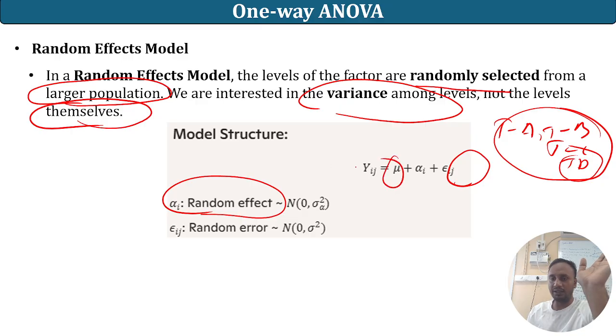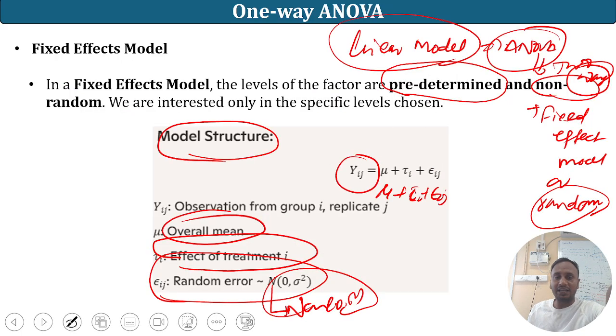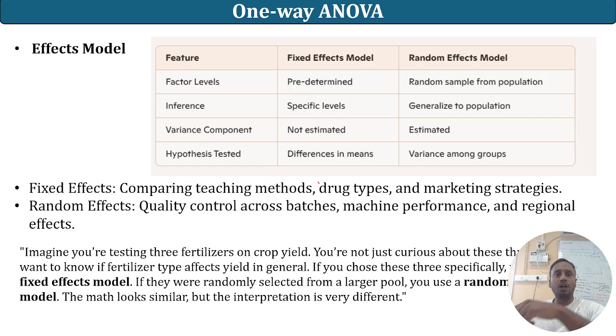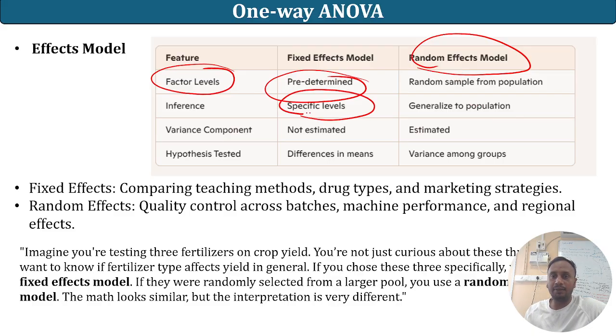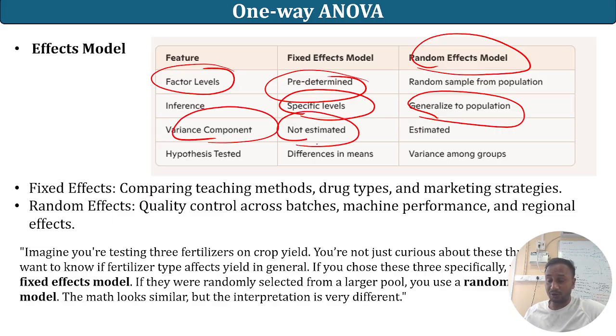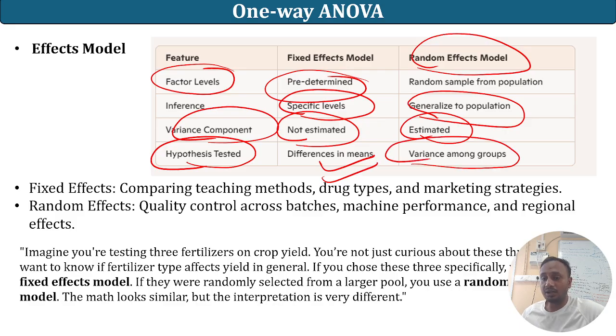Here, mu will be the same, and here the effect will be there. So now we're going to compare factor levels. In the fixed effect model they are predetermined, and for the random effect model it's going to be a random sample from the population. Inference: for fixed, a specific level; for random, generalized to the population. If we talk about the variance component, in fixed it is not estimated, and in random we have to estimate it. The hypothesis tested is the difference in the means for fixed, and the variance among the groups for random.